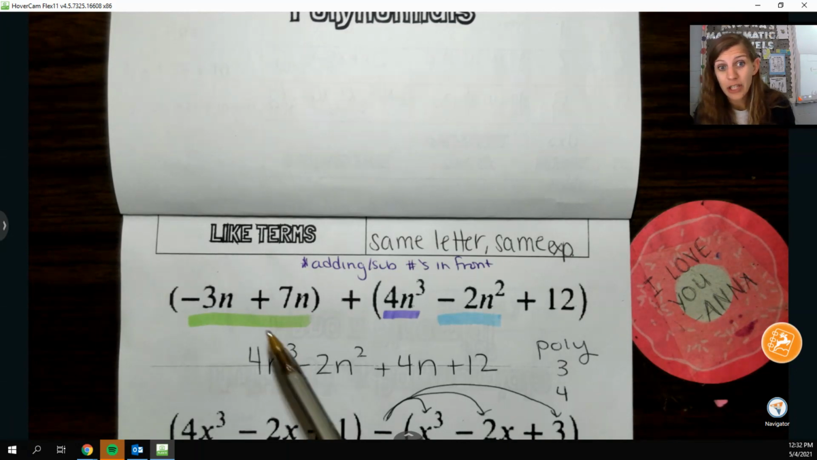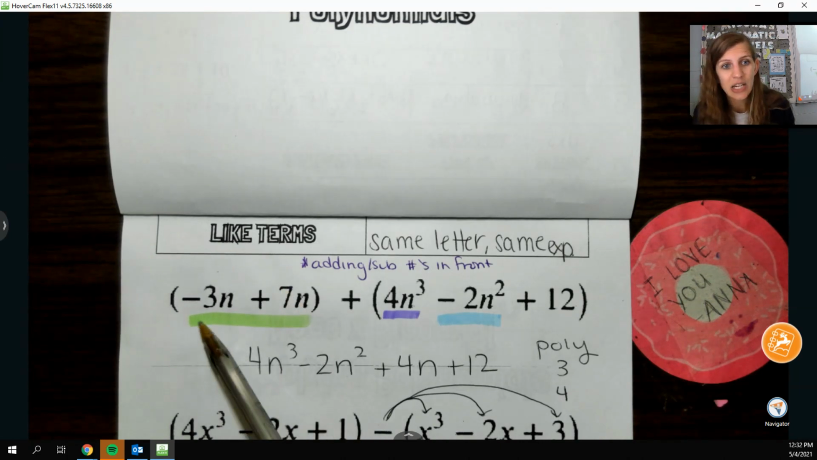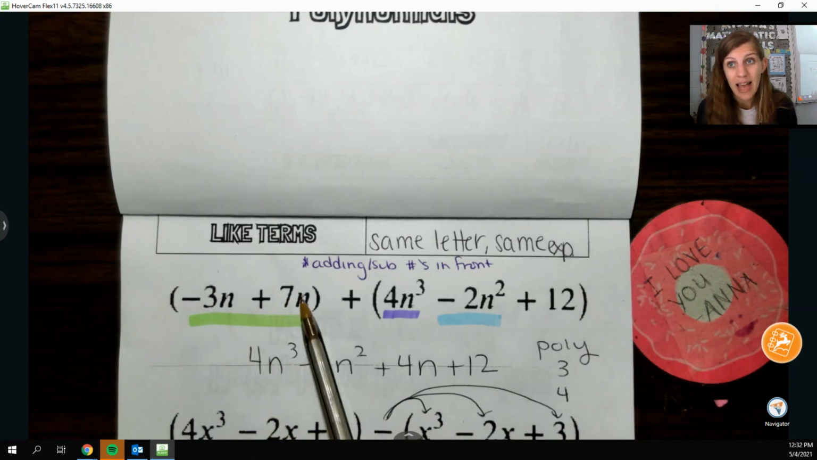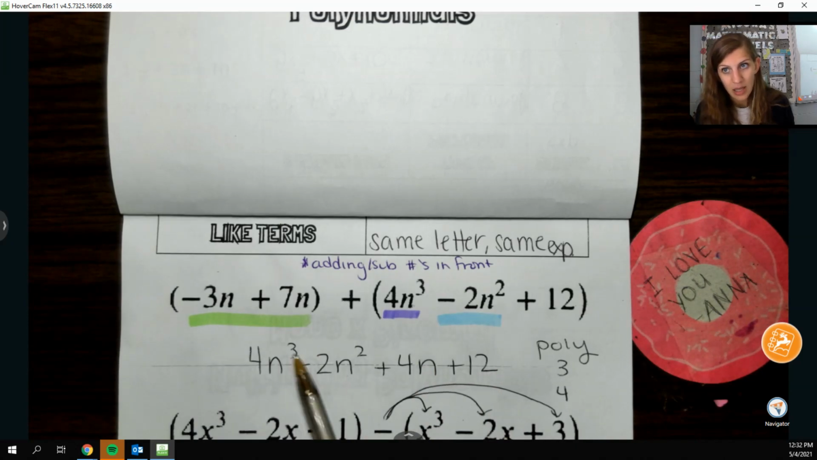After 3, I want to look for 2's, and there was only this negative 2n to the 2nd, no other ones, so I just brought it down. Then I'm looking for n to the 1st, which is just n, and over here I had 2 of those. So there's a negative 3n and a positive 7n for a total of 4n, because negative 3 plus positive 7 is 4. And then I just brought the 12 down because it didn't have any buddies to combine with. This would be a polynomial of degree 3 with a leading coefficient of 4.